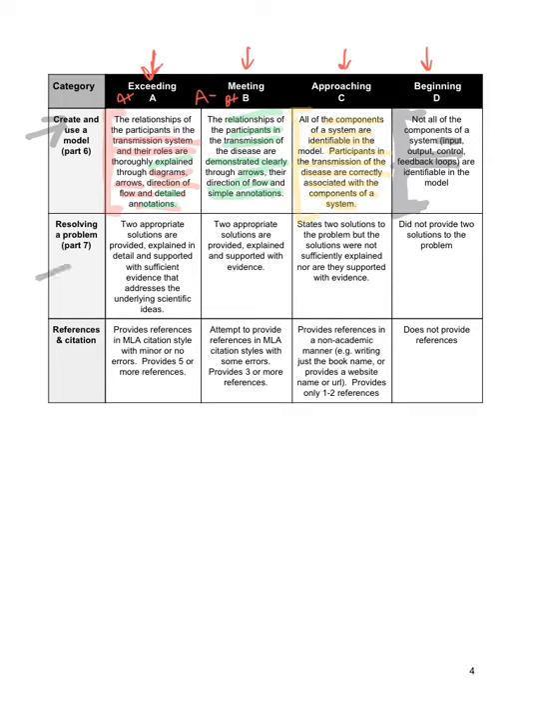Second part is looking at the solutions where you're resolving the problem. So you provided those 2 solutions for how they can prevent disease outbreak. They're explained in detail, supported with sufficient evidence that addresses underlying scientific ideas. That's your reasoning there. That's how you get an A.